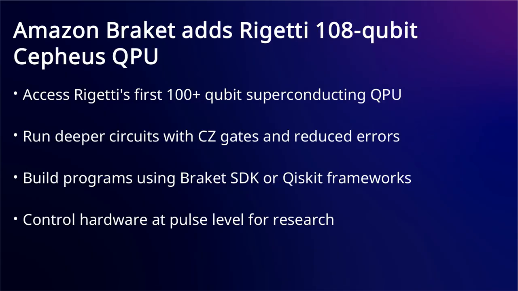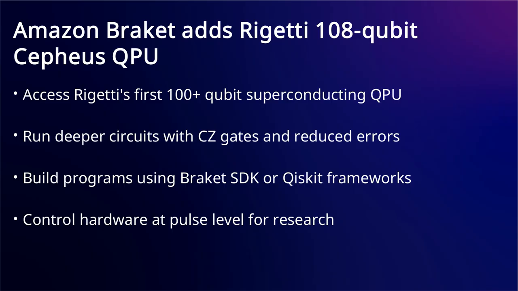Running complex quantum algorithms requires QPUs with sufficient qubits and gate fidelity to execute deeper circuits without excessive error accumulation. You can now access Rigetti's Cepheus 1108Q on Amazon Braket, the first 100-plus qubit superconducting QPU available on the service. The device uses a modular multi-chip architecture with 12 9-qubit chiplets.